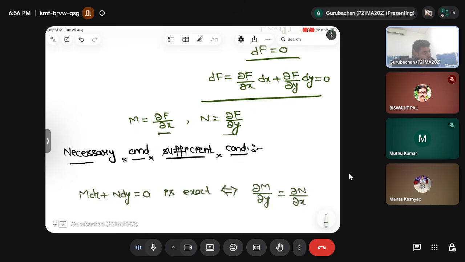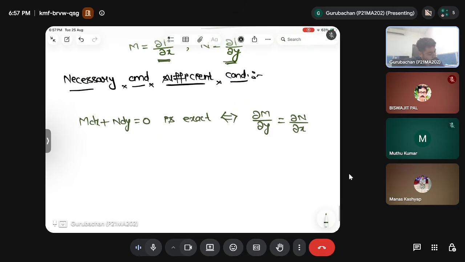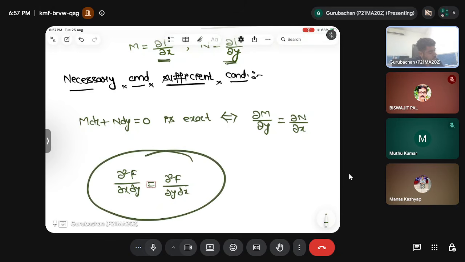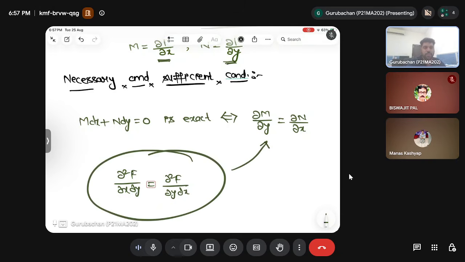When you differentiate with respect to y, what will you get? The double derivative of f with respect to first x then y. Here the order will be reversed. If your function is continuous, then both of the values should be equal. That means del 2f by del x del y is equal to del 2f by del y del x for a continuous function. So from this you get your necessary and sufficient condition.